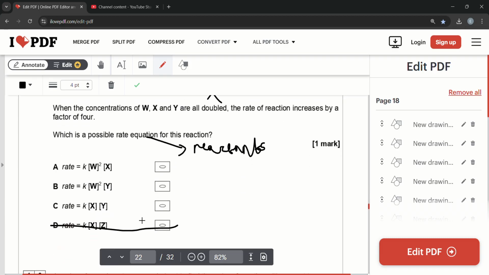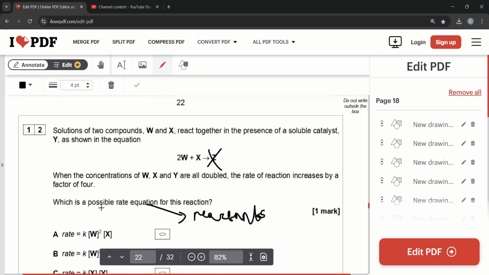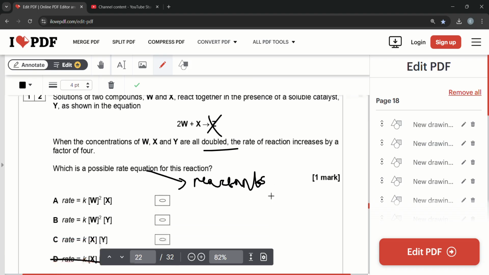So that's a nice thing to eliminate. So now we have a 33% chance of getting it correct. We also should know that if each of these are doubled, the rate of reaction increases by a factor of 4. Well, the rate of reaction should increase by a factor of 2 if they're all doubled. That tells me that it has to be a total of second order. That doesn't tell me that one of them is second order. That's the tricky part. Because if that's second order, that's first order. Total is going to be third order.